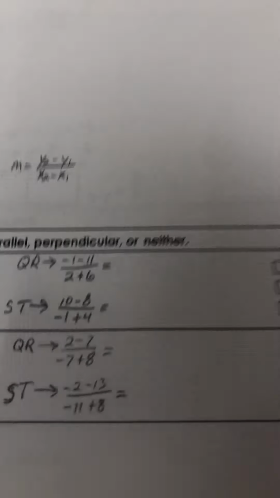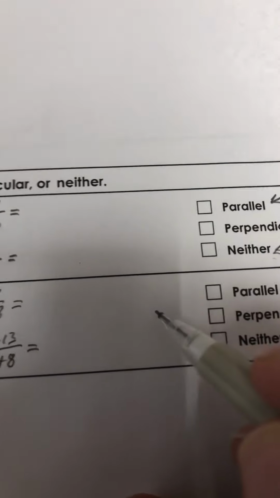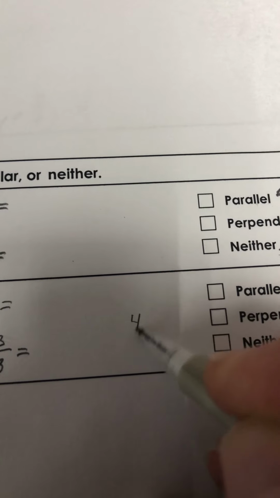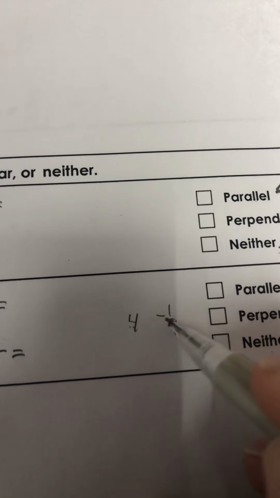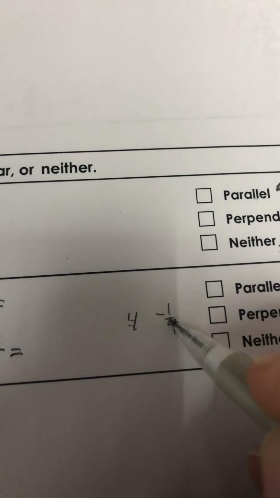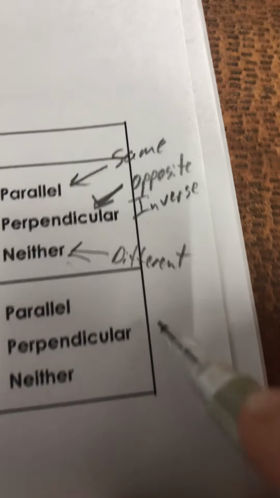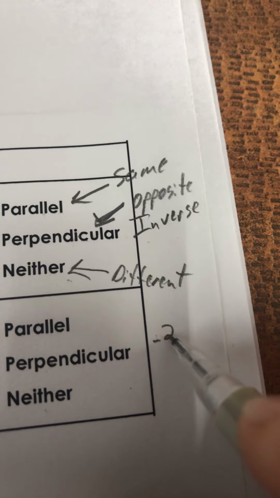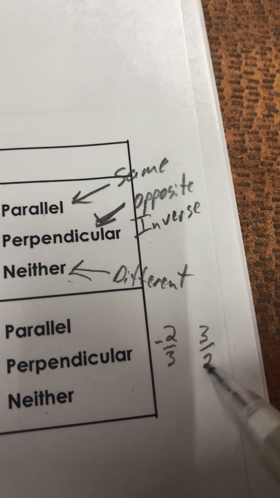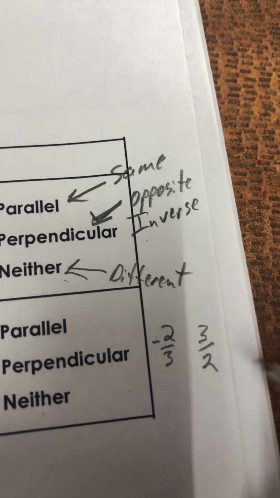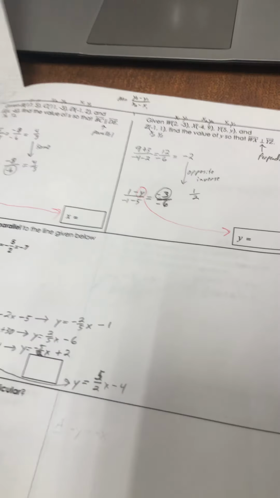Okay? Let me give you an example of perpendicular. So like if you had 4 and then you had negative 1 over 4. These two are opposite inverse of each other. Okay, let me give you another example of perpendicular. Let me write it over here. Say you had like negative 2/3. The opposite inverse of that is 3 over 2. Okay, it's flipped and it's opposite. Negative becomes positive. So there's a couple examples of perpendicular, if that helps.